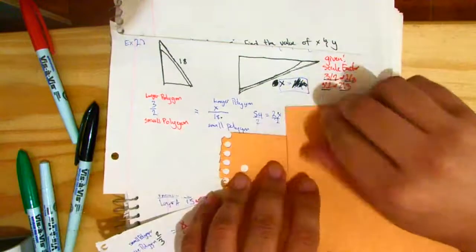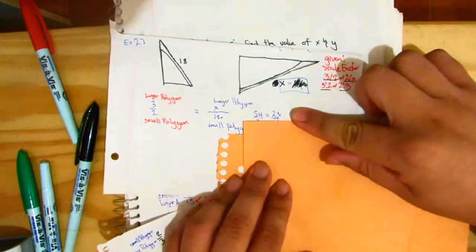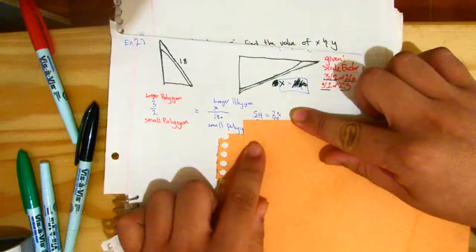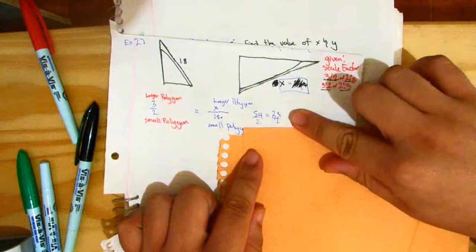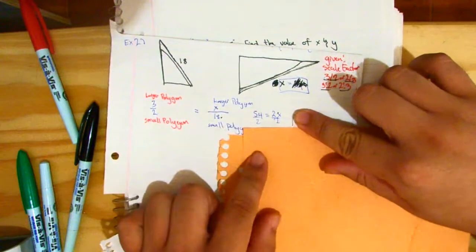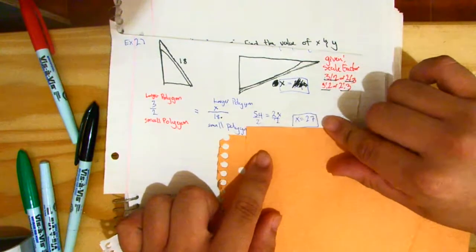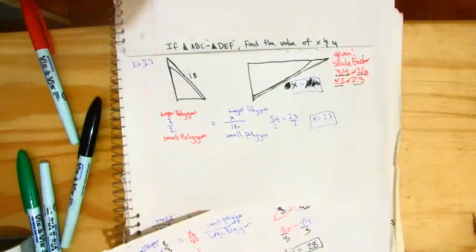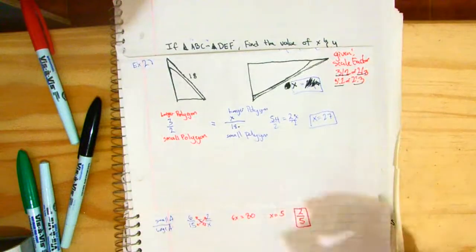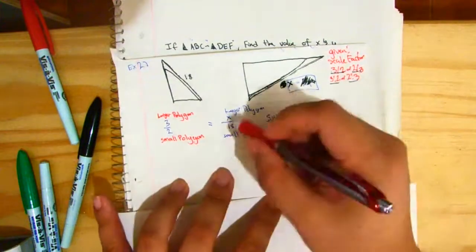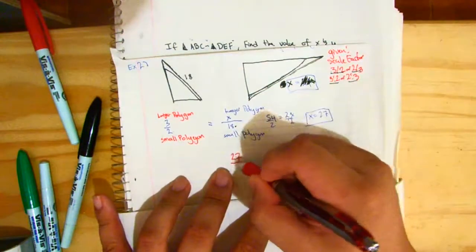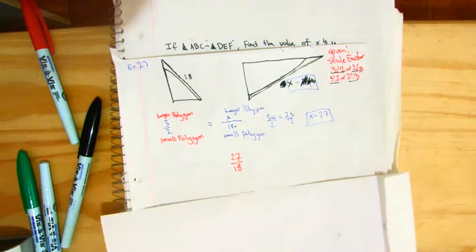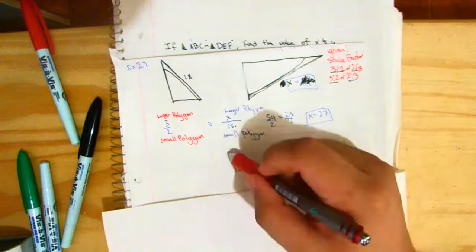When you multiply 2 times x, that is going to equal 2x. And we multiply 3 times 18, which is 54. We divide by 2 on both sides. Then 54 divided by 2 is going to equal 27. And to write that in proper form, take this down here, it's going to be 27 over 18. And that's pretty much it.